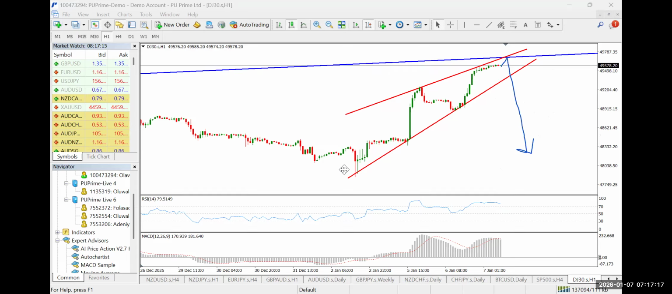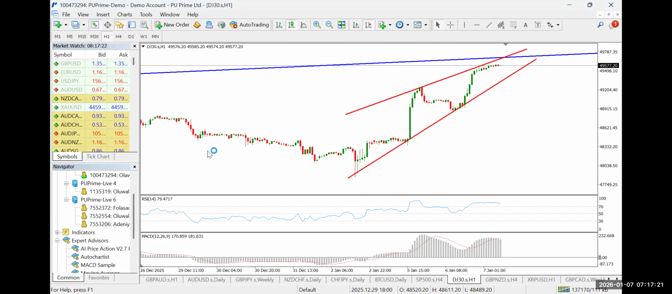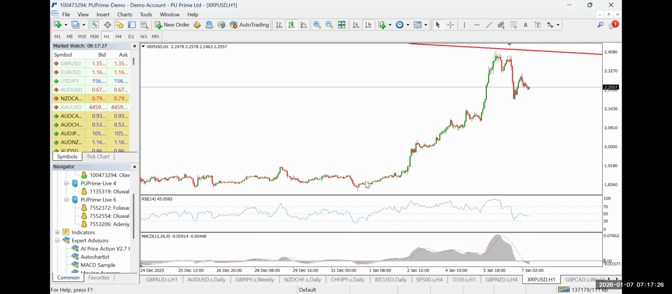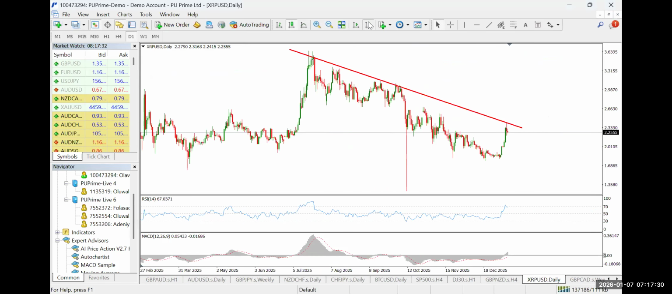And the third one I'm seeing here is the XRP. The XRP, that's Ripple. Now for XRP on the daily time frame, price is in an overall downtrend. It's making a series of lower highs, and yesterday it touched the trend line again on the daily time frame. So we're seeing the possibility of a further continuation in the bearish direction.